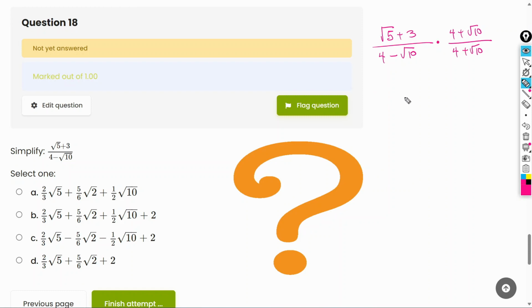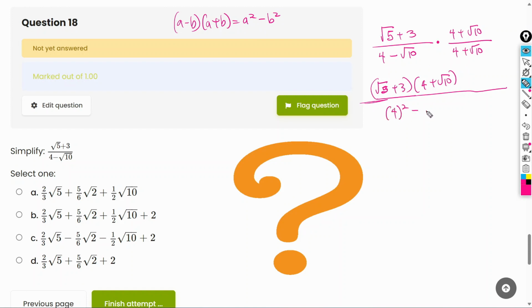All right, so let's see. My top would look like this: root 5 plus 3 times 4 plus root 10. I will expand that. And then my denominator will be difference of 2 squares, because I have a minus b multiplying a plus b. So that would always be a squared minus b squared. So this would just be 4 squared minus root 10 squared.